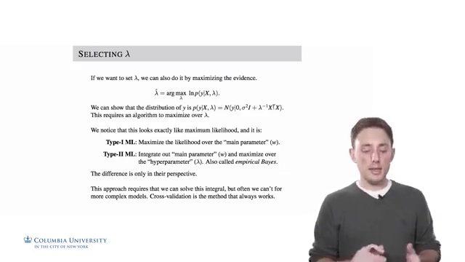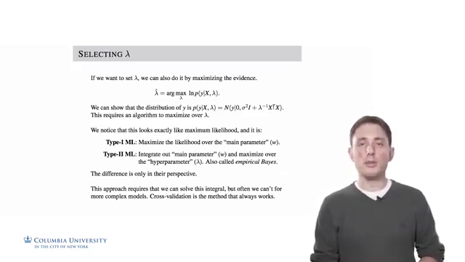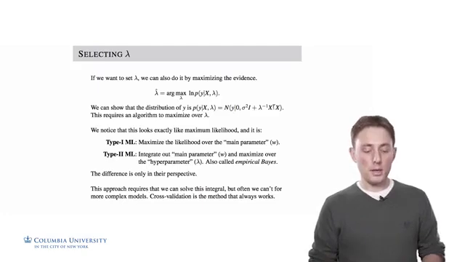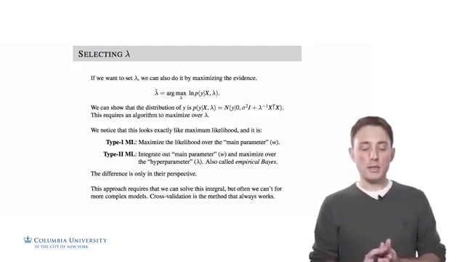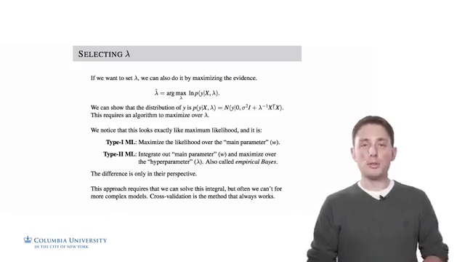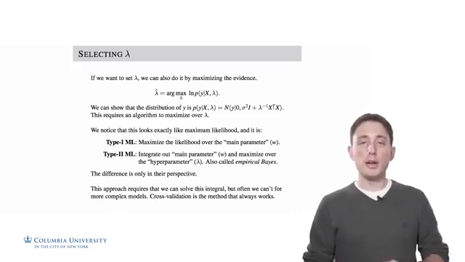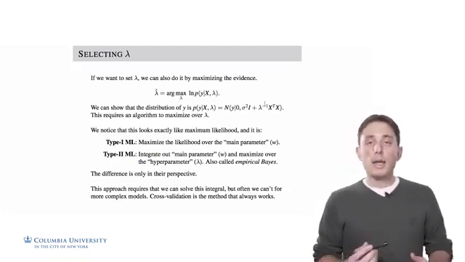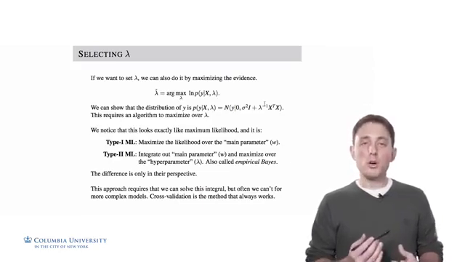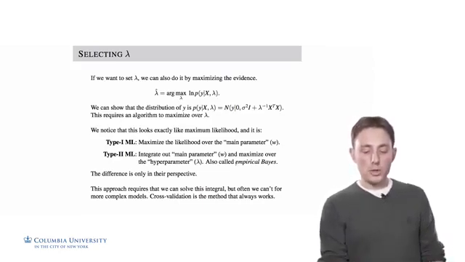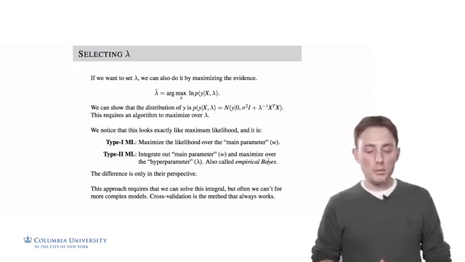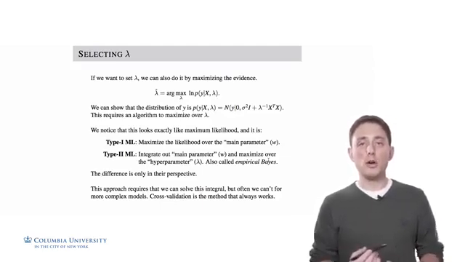So we notice that this actually kind of looks like maximum likelihood, which we've discussed previously, and in fact it is. So what we discussed previously could be called type 1 maximum likelihood, where we're maximizing the likelihood of the model over the main parameters. So this is, in this case, the vector w. By maximizing this marginal likelihood, or by doing evidence maximization, where we integrate out the main parameter, we're doing what's called type 2 maximum likelihood, which is also called empirical Bayes. And so the difference between these two is purely in their perspective. Really, it's all maximizing a likelihood over an unknown parameter.